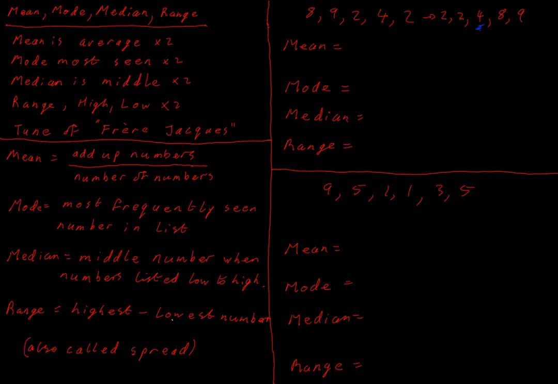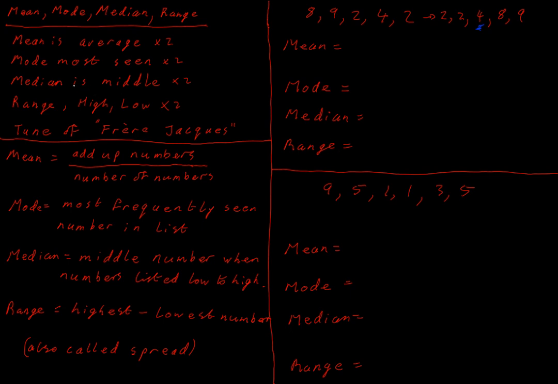And the range would be the highest number minus the lowest number, and it's sometimes called the spread of the data, or how spread out the data is. So the highest number minus the lowest number. But when we have our ordered list, that's very easy to see. Our highest number is 9, our lowest number is 2, so our range would be 9 minus 2 is 7. And we're going to write all of them out in just a minute.